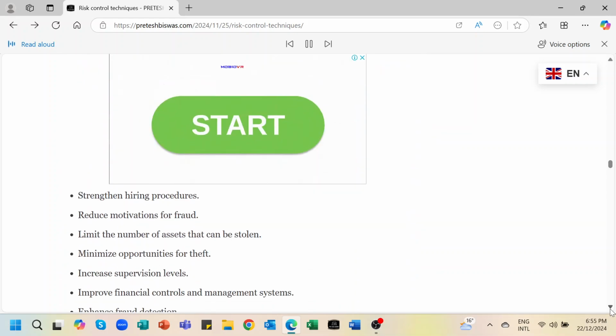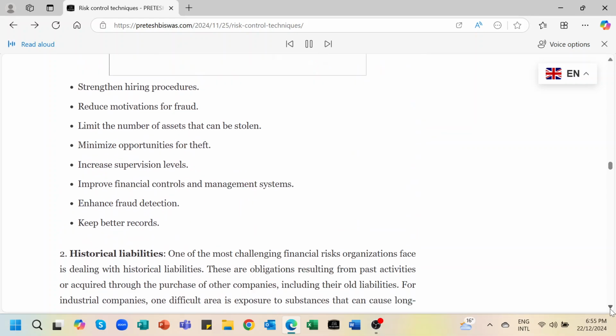Here are some methods organizations can use to reduce fraud. Strengthen hiring procedures. Reduce motivations for fraud. Limit the number of assets that can be stolen. Minimize opportunities for theft. Increase supervision levels. Improve financial controls and management systems. Enhance fraud detection. Keep better records.